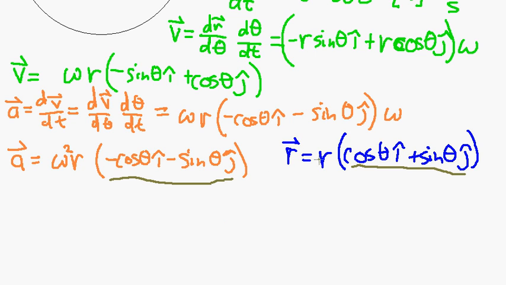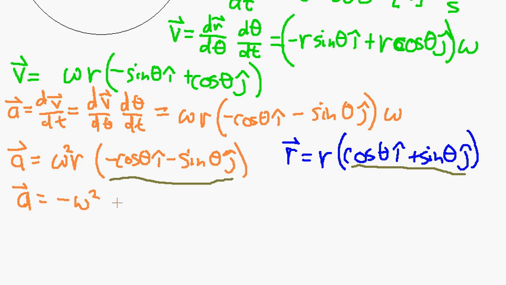So what you can actually say, this is super convenient in fact, is that your a vector equals negative omega squared times your r vector.